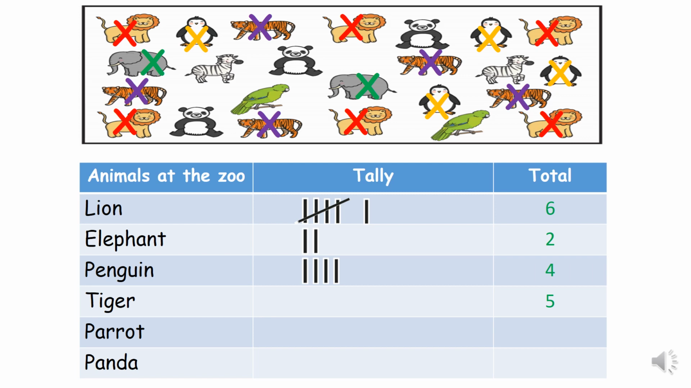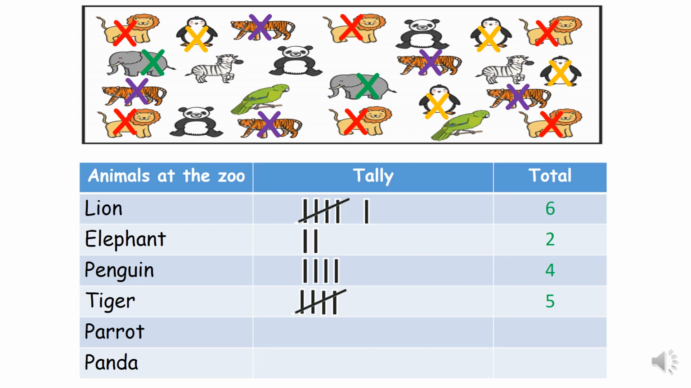Now we need to draw our tally. 1, 2, 3, 4. Can you remember what happens next? Because we have 5 tigers, what do we need to do next to our tally? That's right, we need to cross the gate. This is our diagonal line. So this represents 5. 1, 2, 3, 4, 5.